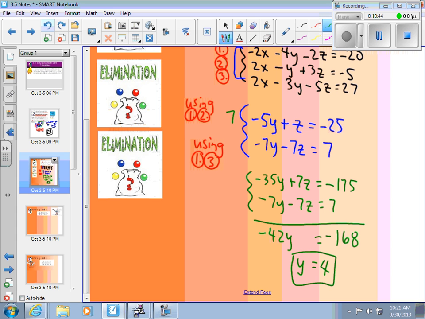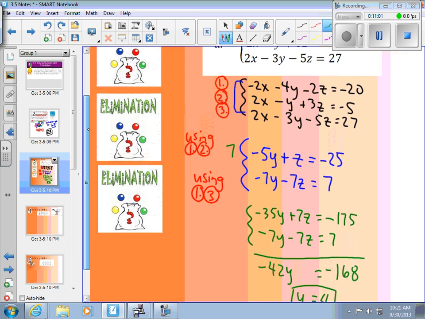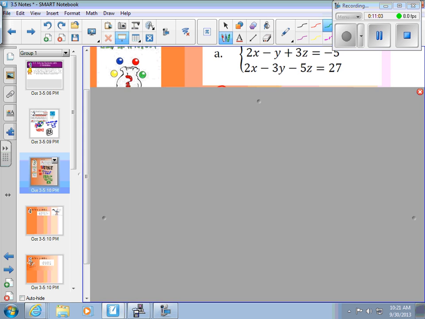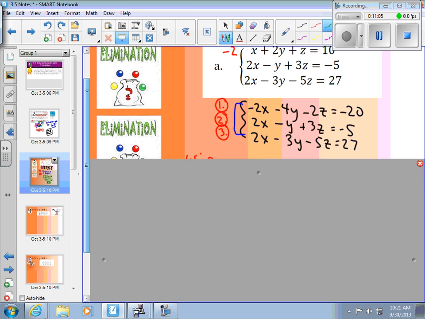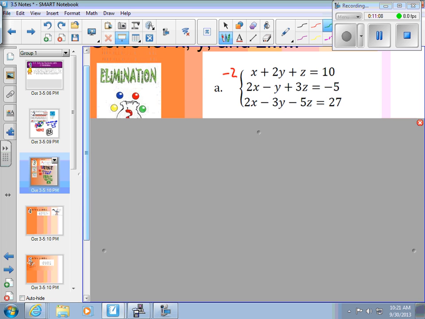So y is 4. Now, that's awesome. It took a while. We got one of the variables, but we're not done yet. We still need to go back now and find out what is z and what is x. When you're plugging back in, you do not yet want to go back up to the top. We had these 3 equations that we started with at the top. We don't want to go back up there yet, because if we just plug in our 4 to any of these equations, we're not going to be able to figure out x or z. We're still going to have 2 variables.